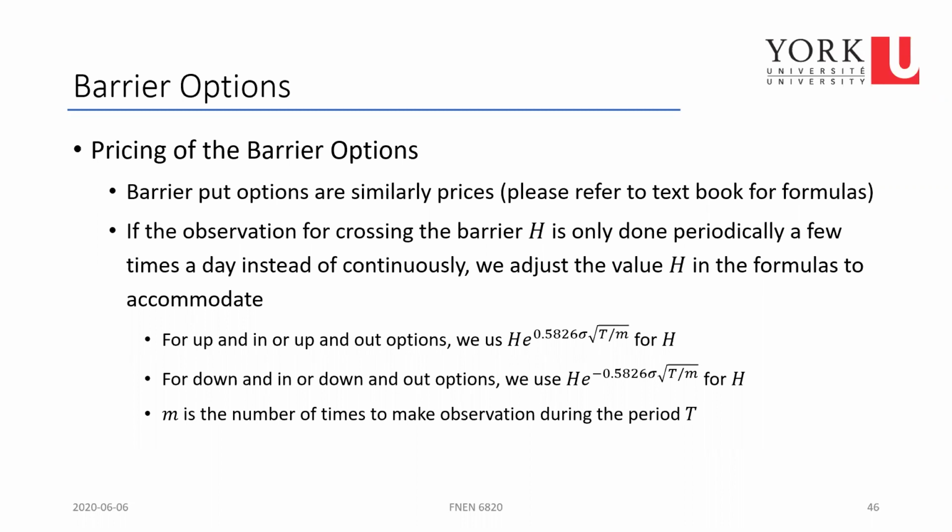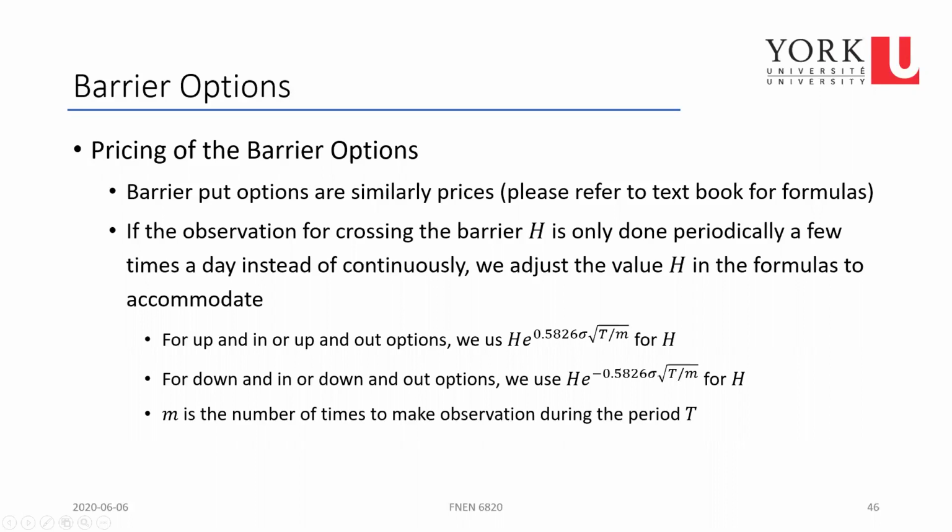And what I want to point out is that the condition we discussed before was a continuous condition, so it measures any point in time. Now, suppose you only measure that periodically, maybe a few times a day, or maybe once every few days. Then you can actually adjust the formula that we have seen earlier. Being not continuous monitoring, this will make the restriction less effective. Therefore, the prices will need to be higher.